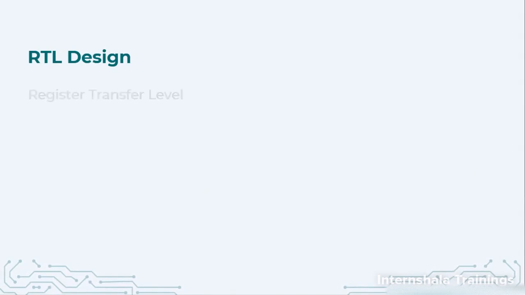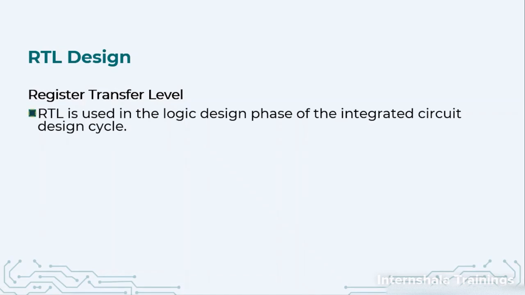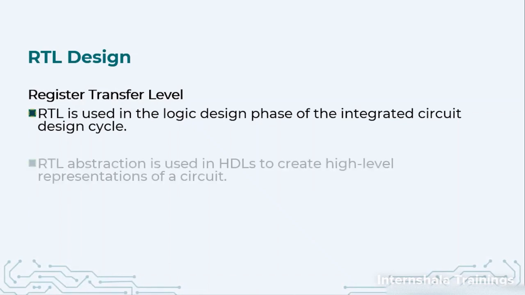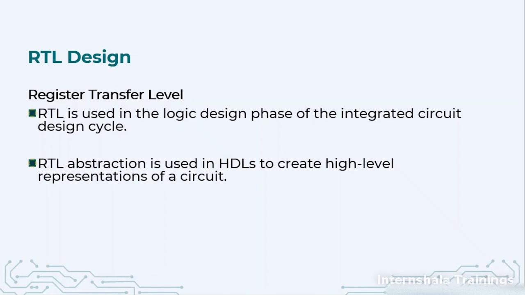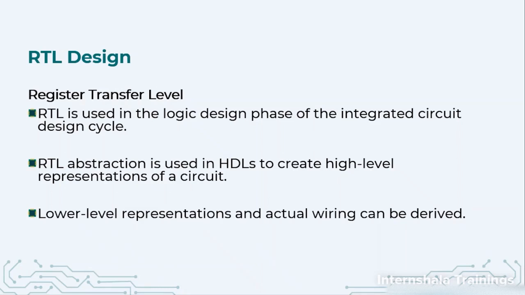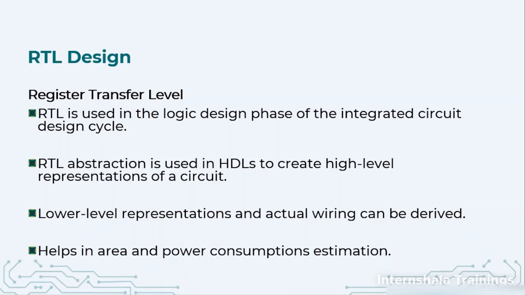The first one was RTL design, the register transfer level. Here the RTL is used in the logic design phase of the integrated circuit design cycle. RTL abstraction is used in the HDLs to create a high level representation of the circuit. We are going to write some code using text-based coding, and RTL design will convert those text-based codes into the circuits. Lower level representations and actual wiring can also be derived using the RTL design. RTL design also helps us in area and power consumption estimation. We can also know what will be the estimated speed of operation of our circuit.